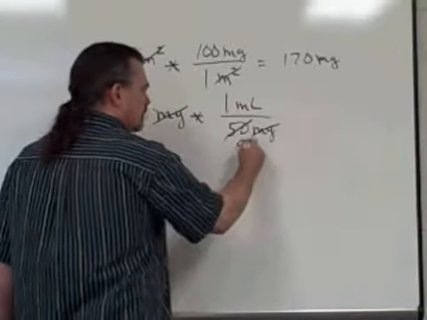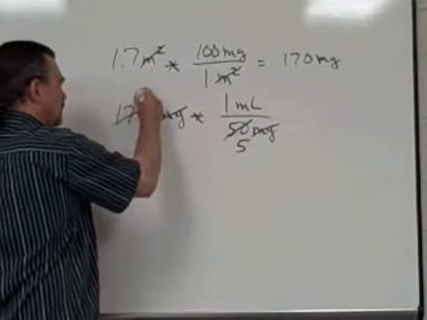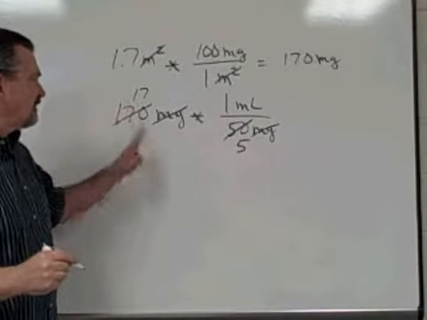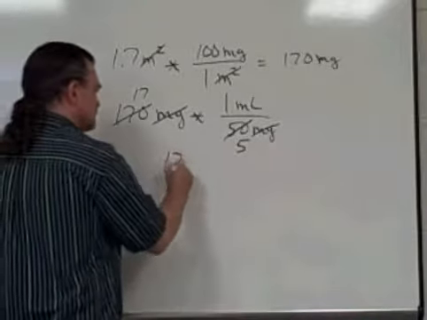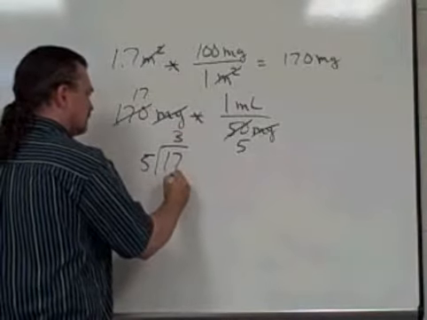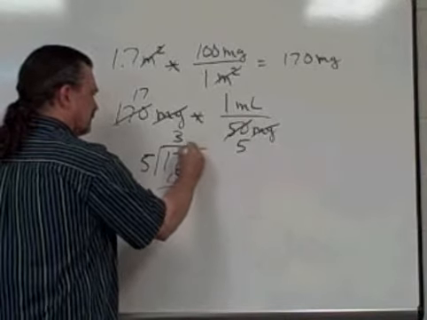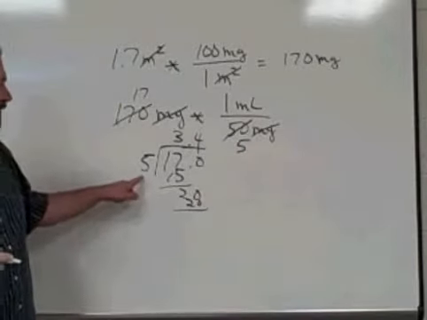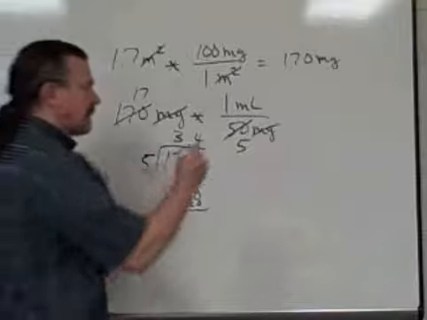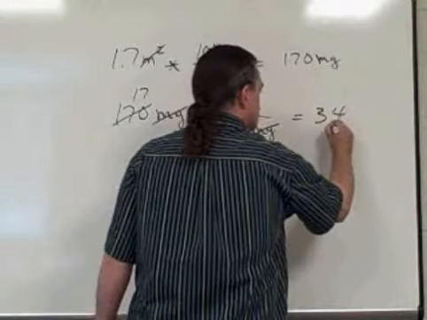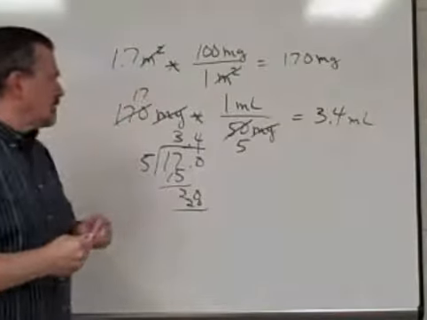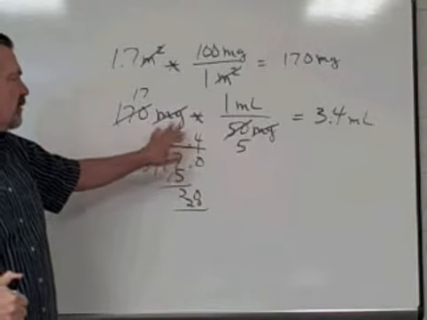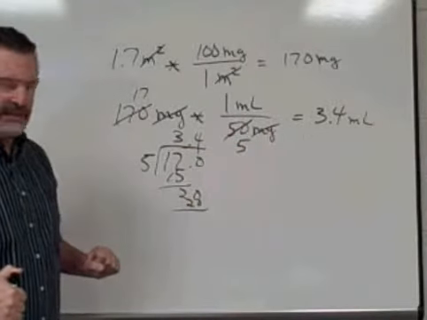10 can divide into both 50 and 170. And so we end up with a division then of 5 dividing into 17. When we divide 5 into 17, we get 3.4. So in order for the patient to receive 170 milligrams of the drug, we must dispense 3.4 milliliters of the drug.